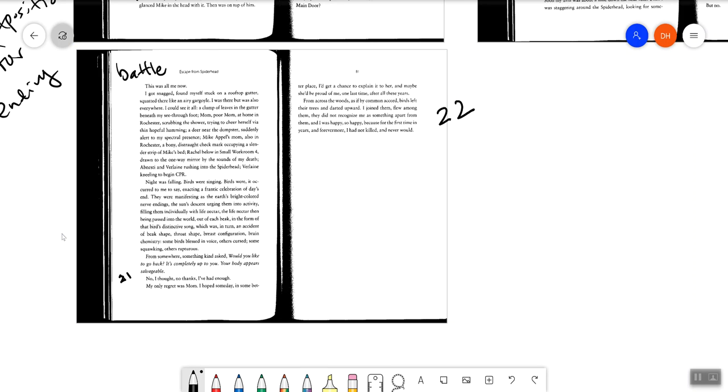I mean, he could go on living. But he says, no, I thought, no thanks. I've had enough. My only regret was Mom. I hoped someday, in some better place, I'd get a chance to explain it to her, and maybe she'd be proud of me one last time after all these years.